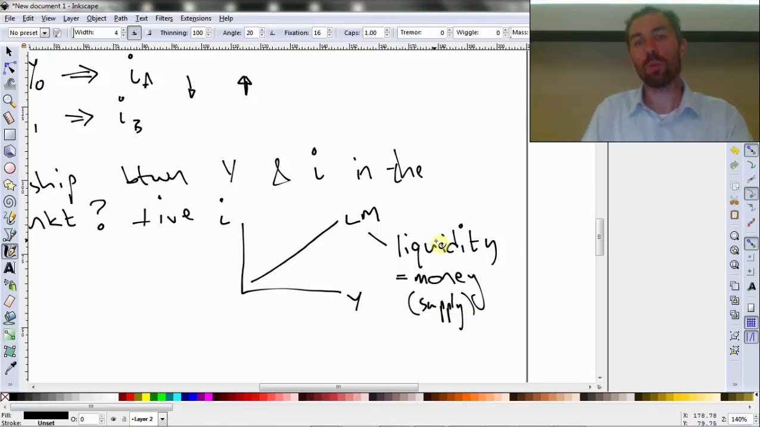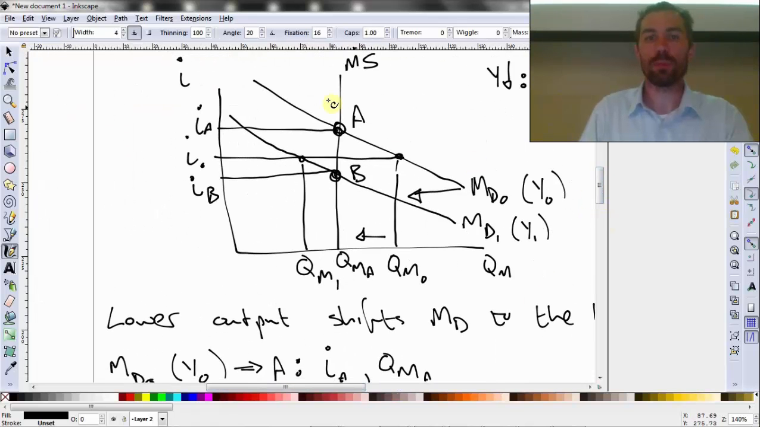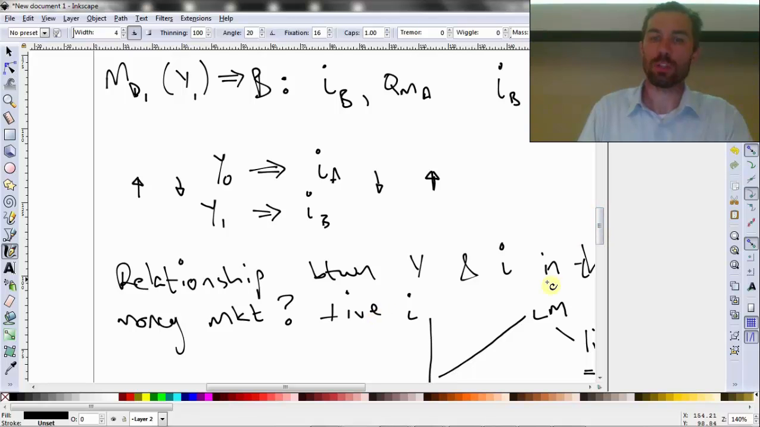So this is all the points of equilibrium between our demand for money, our demand for liquidity, and the supply of money, LM, okay? So all the different points of equilibrium in our money market for different levels of output, different interest rates, the relationship is positive. It's an LM curve.